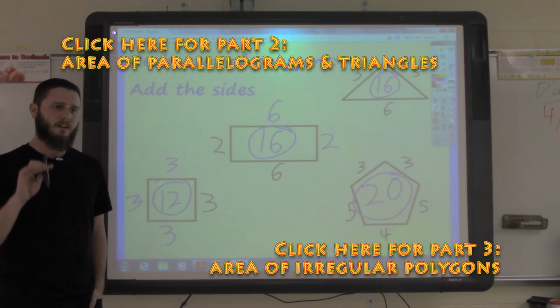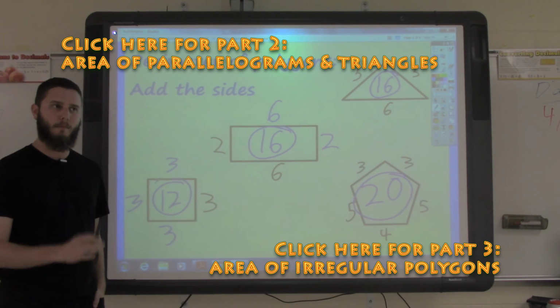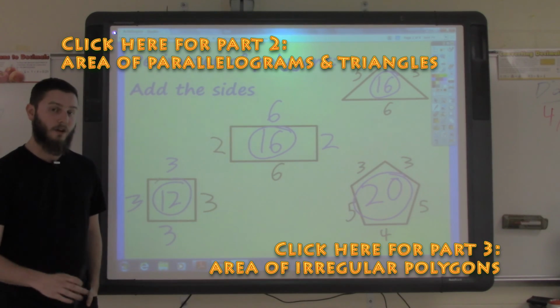But please, please, please don't get perimeter confused with the next concept, which is area.